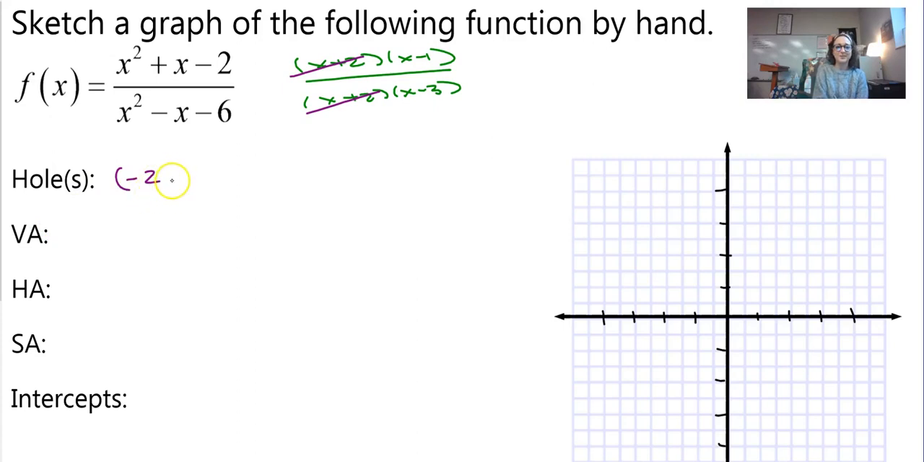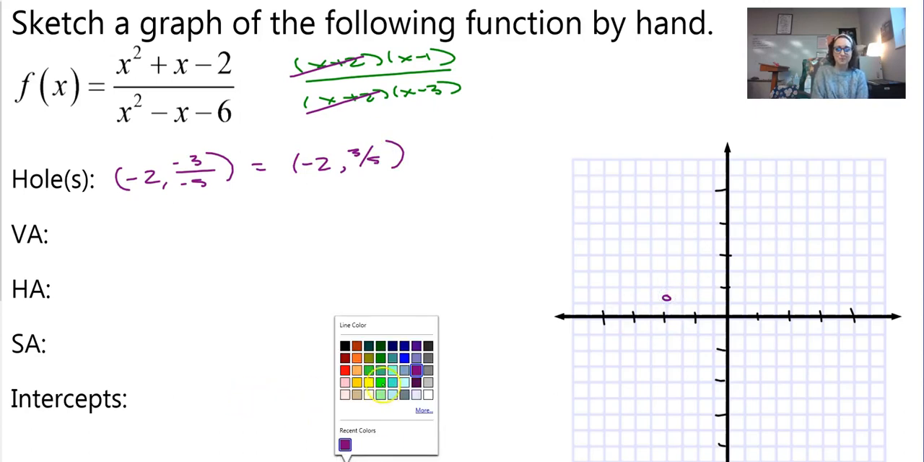Okay, now how do I find the y value? Well, let's just plug in negative 2 for x in the piece that's remaining. So in the numerator, I've got negative 2 minus 1, so that's negative 3. In the denominator, I have negative 2 minus 3, which is negative 5. So cleaning this up, I've got negative 2 comma 3 fifths. So let's go ahead and plot that. So a hole at negative 2 comma 3 fifths, approximately there, right?